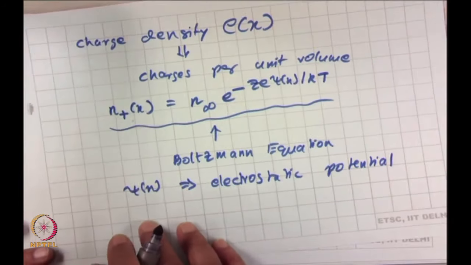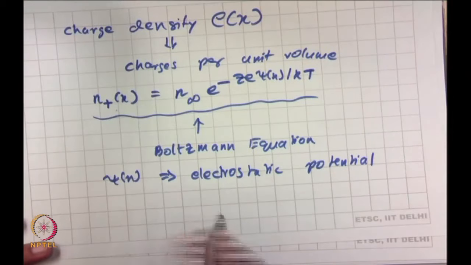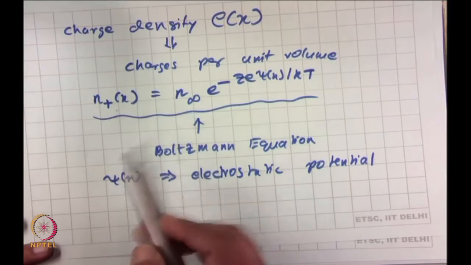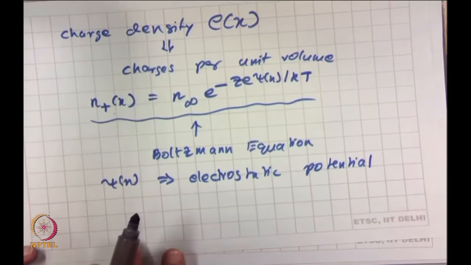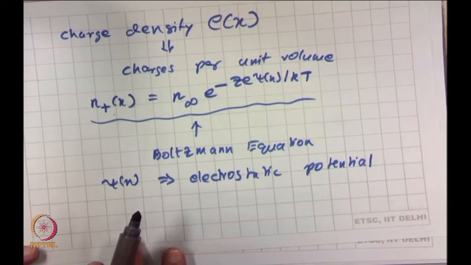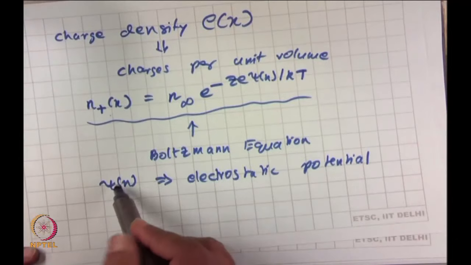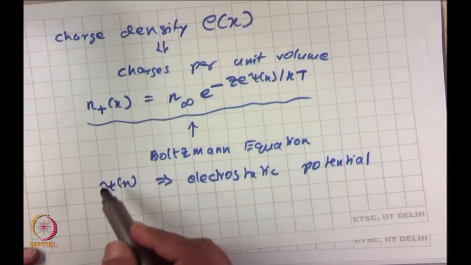Psi of x is the corresponding electrostatic potential, and we will see what it means very soon. But for the time being, try to understand the relevance of this equation. If you remember Boltzmann's equation, what does it say? You have n, the number of molecules at a given energy state i, is equal to n0 e to the power minus E over kT. Isn't this very similar? That is essentially what you are looking at.